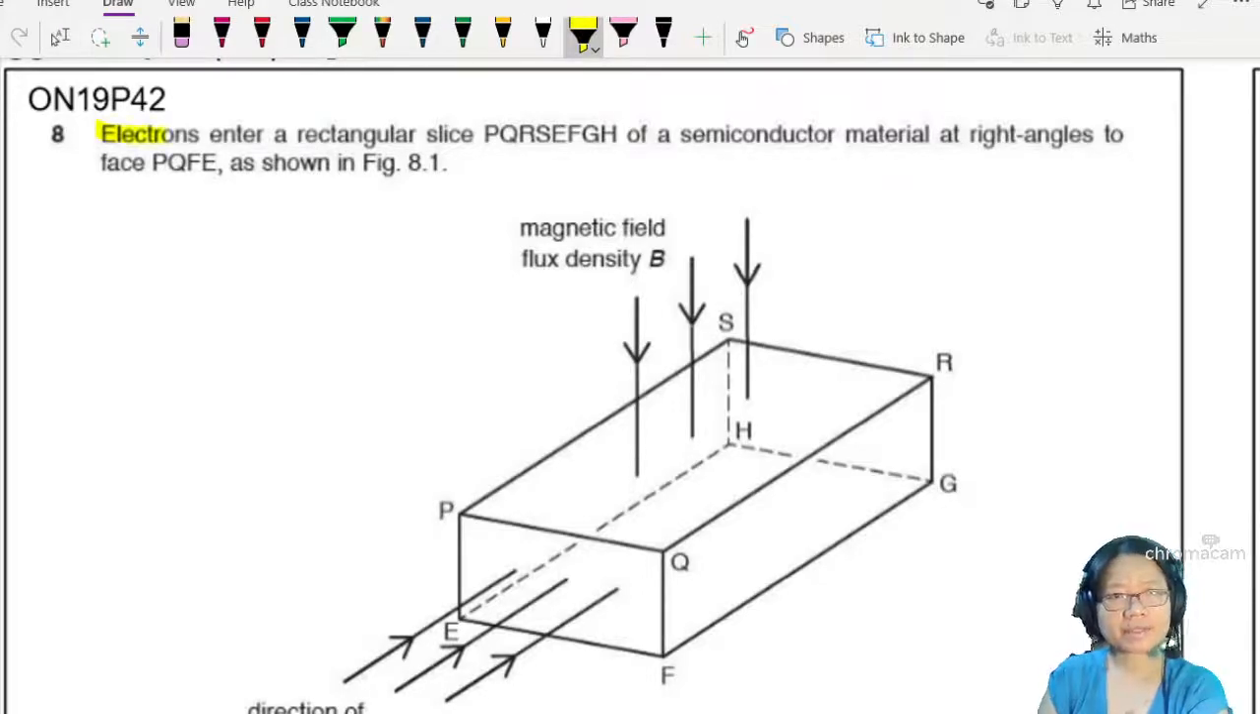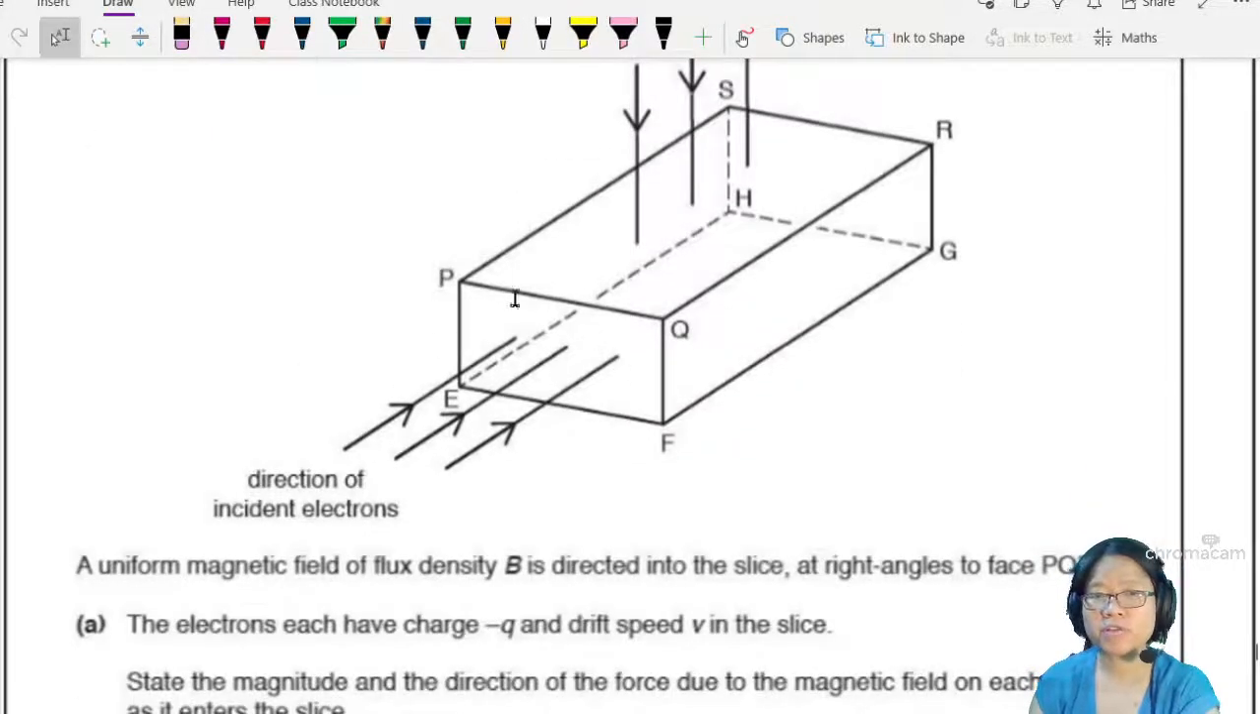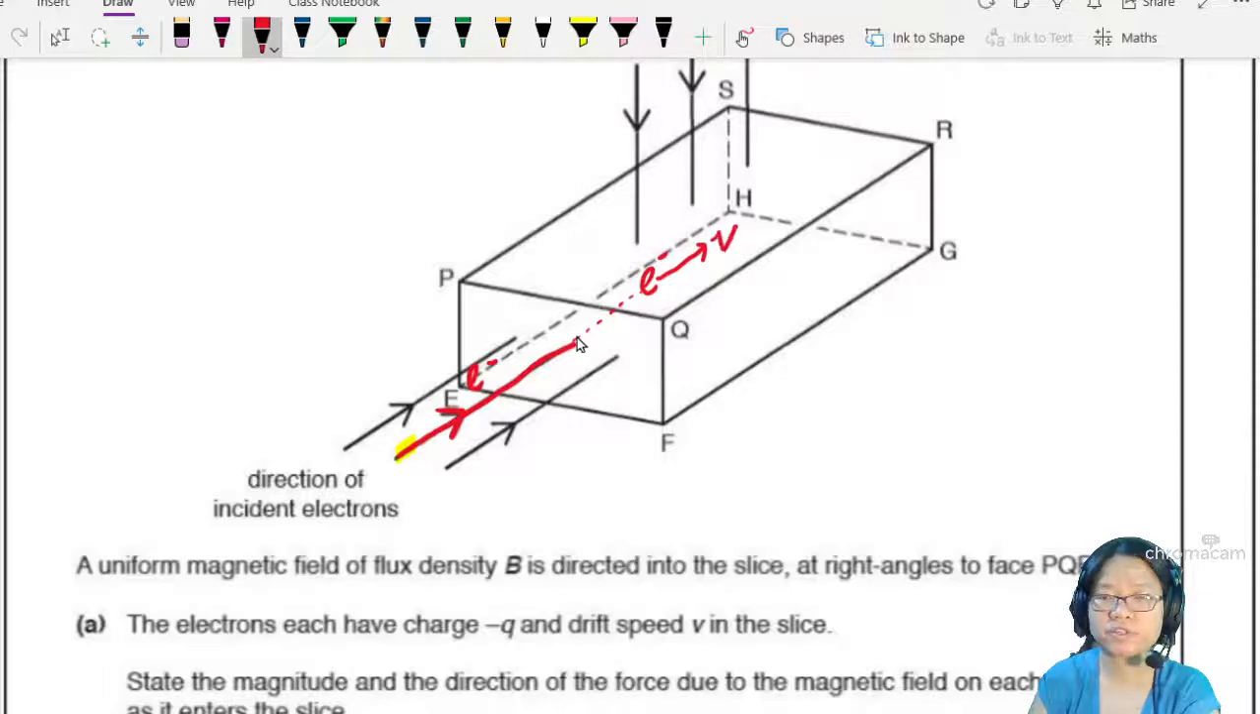Electrons enter a rectangular slice of a semiconductor at right angle to the face PQRS. Alright, so the electrons are going to go in from this side. I'm just going to draw an arrow to represent that. So the direction of electrons is going against the direction of current flow. Your electron will enter this way. So by the time the electron is inside here, it will have a drift velocity in this direction.